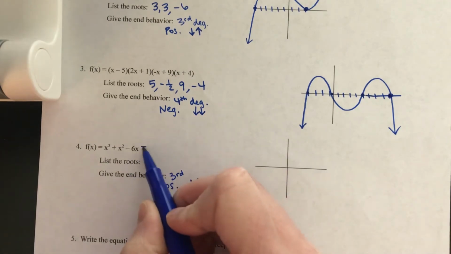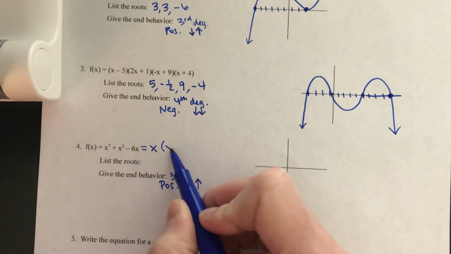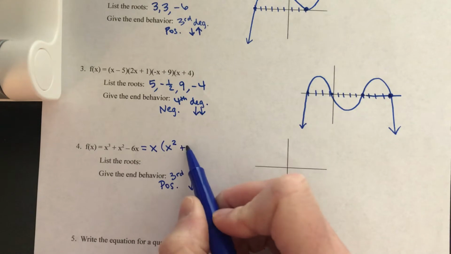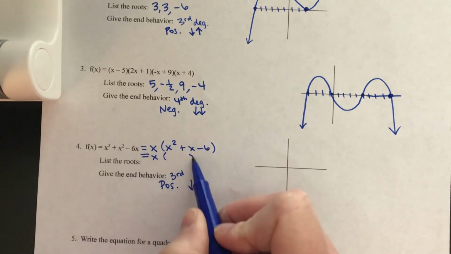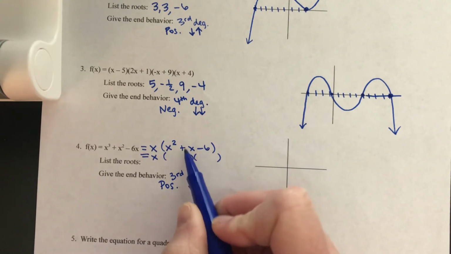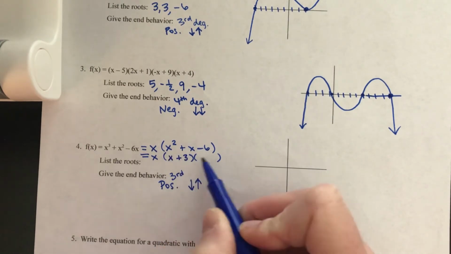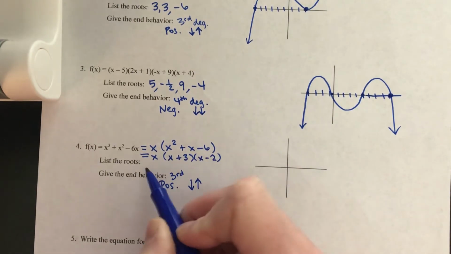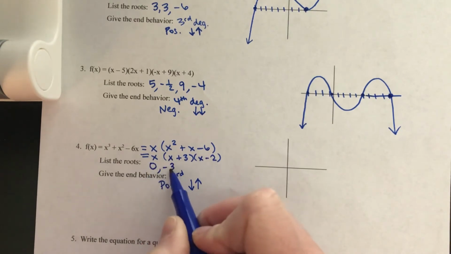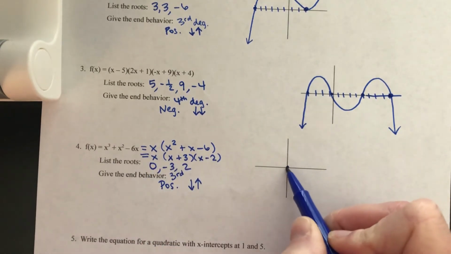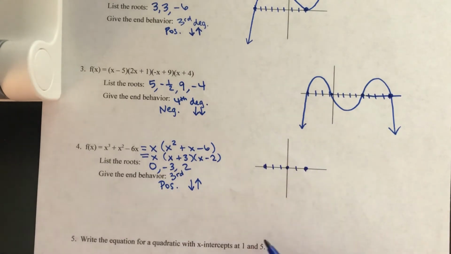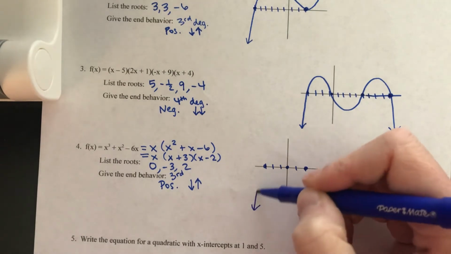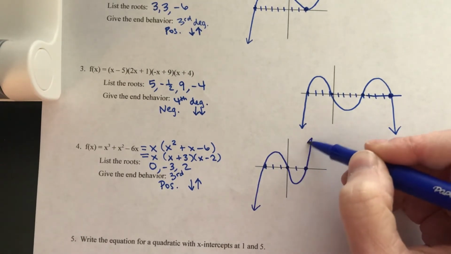So the only thing I need to do is factor it. Well, I can factor an x out. That leaves me with x squared plus x minus 6. And then I've got to take it one step further. What multiplies to a -6 and adds to a +1? That would be a +3 and a -2. So then my roots are 0, -3, and 2. None of them have multiplicity that bounces, so then I just have to worry about the end behavior: cross, cross, and up.